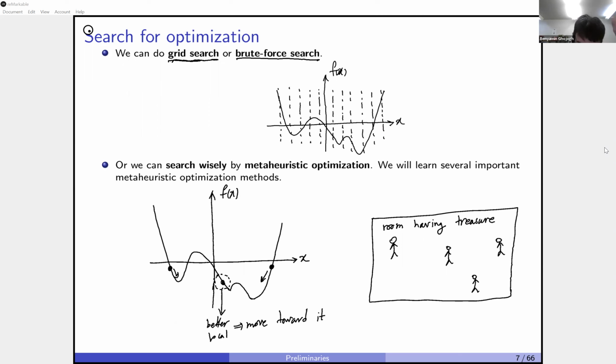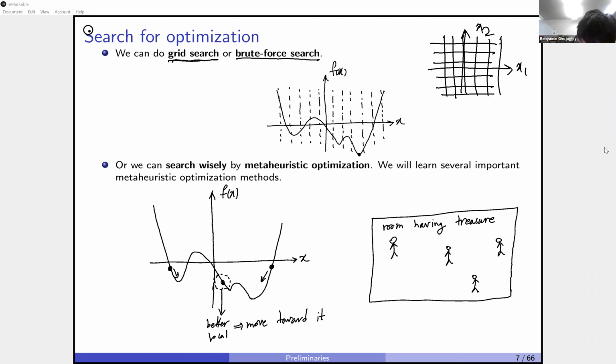For example, in this example, we can divide it into some regions, and you take the function value at the middle of the region. And then you find the best solution, for example, here. Some option is that you do grid search. So as you see, you make a grid, and if it is two-dimensional, your grid will be two-dimensional, right? Like this. So on each node of the grid, you will search.